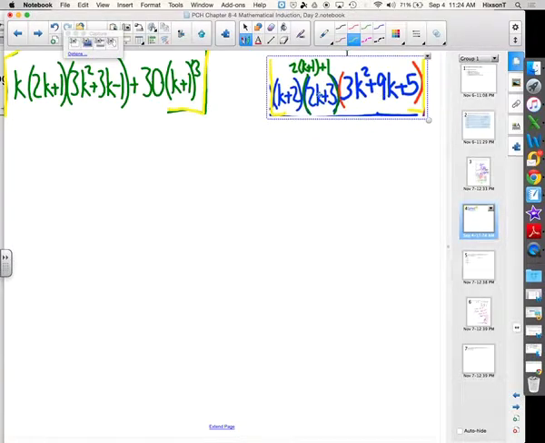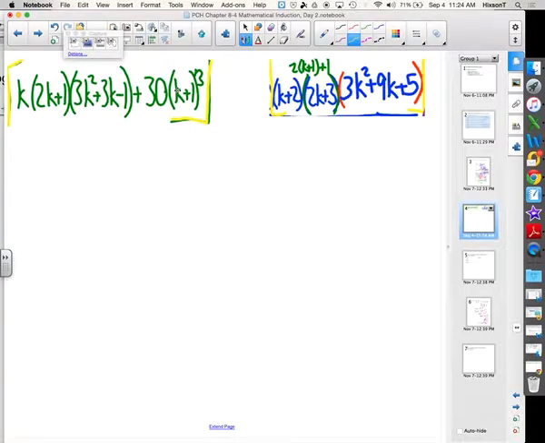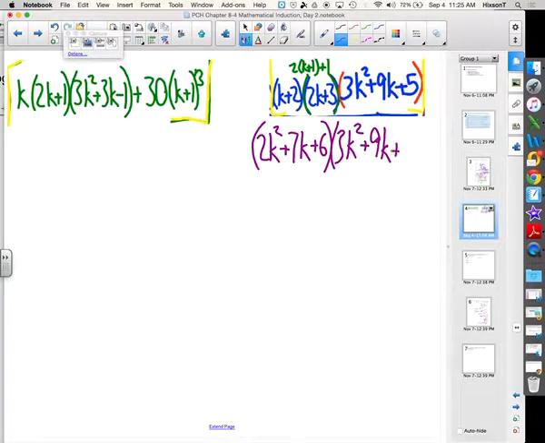So here, the question is, are these equal? These are the two sets of brackets. You'd have to multiply this out. This right here would be 2k squared plus 4 and 3 is 7k plus 6, times 3k squared plus 9k plus 5. If you're not good at multiplying stuff like this, you need to get good fast. You need to go home and do some practice.